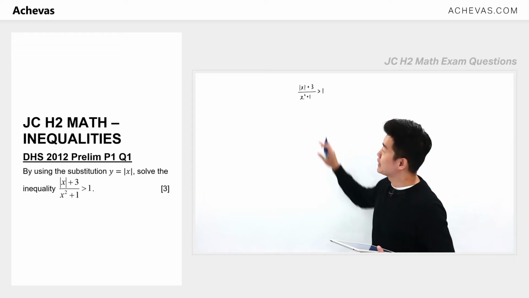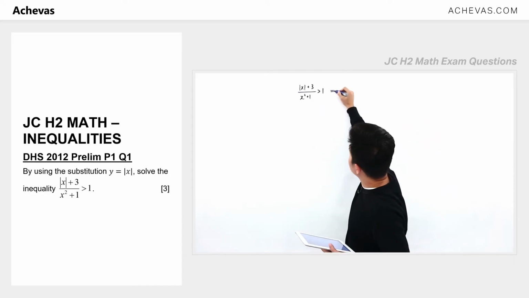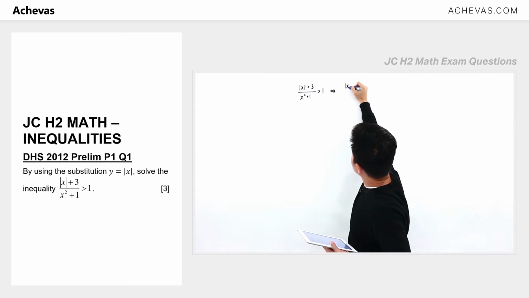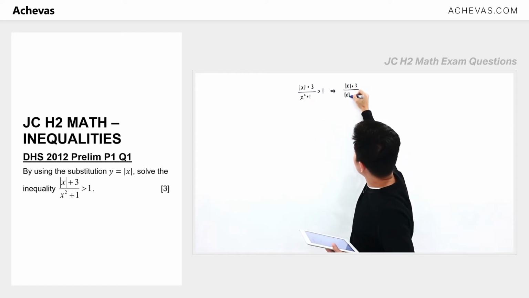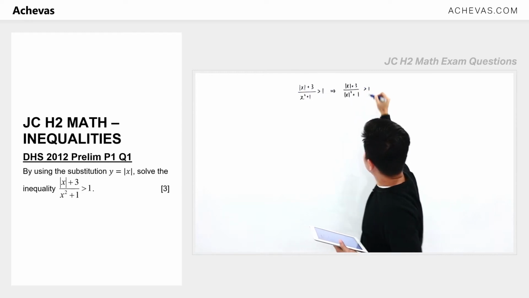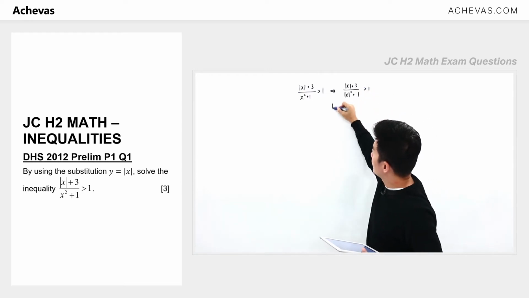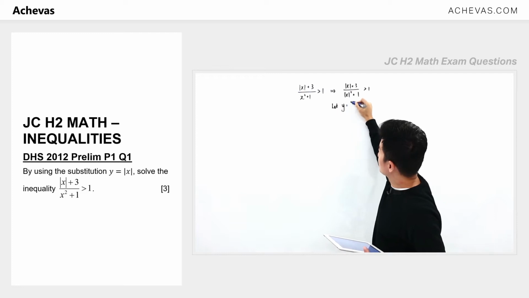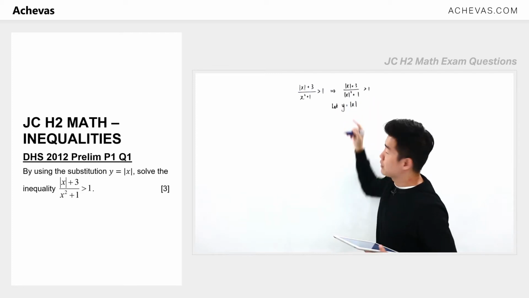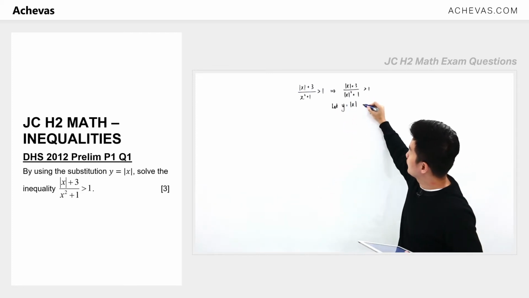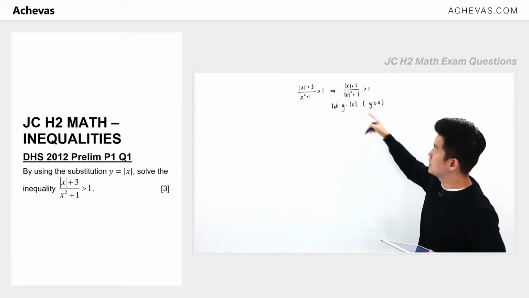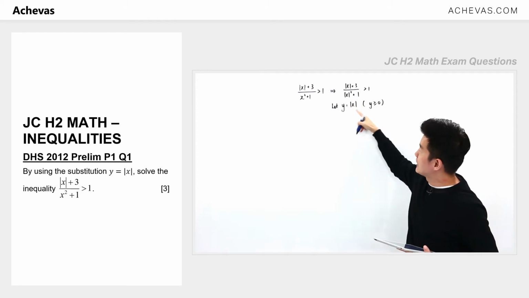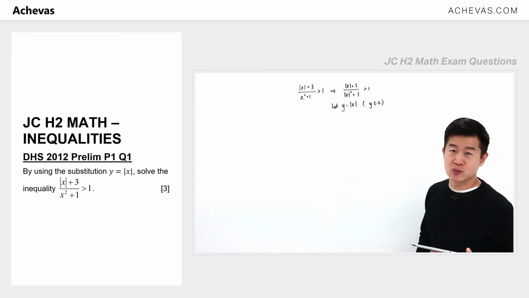Let's try to solve this inequality over here, and I see that I can actually rewrite the denominator x squared as modulus of x squared plus 1 is bigger than 0. So with what I have here, I'm going to let y be equal to modulus of x. And because y is equal to modulus of x, I'm expecting y to be always bigger or equal to 0, since for all real values of x, this is going to be bigger or equal to 0.